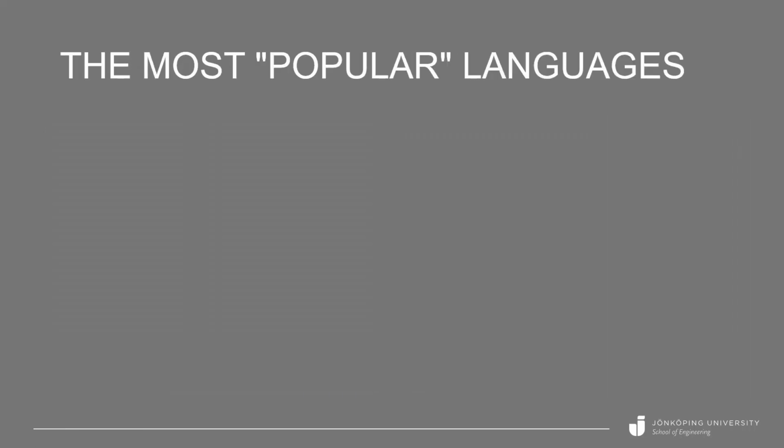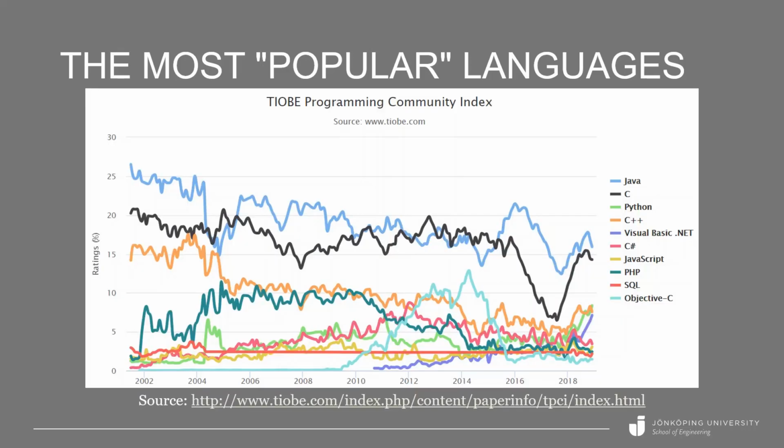So here is some extra motivation for you to learn Java. According to the TIOBE Programming Community Index, Java is the most popular or most used programming language out there today. So if you go to their website, we can take a look at this graph.